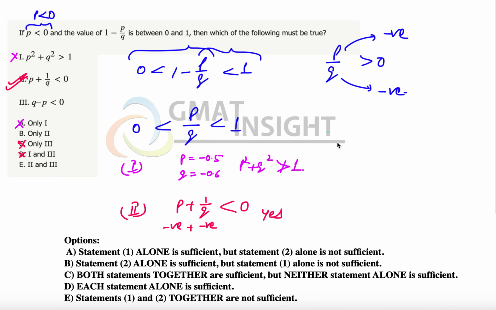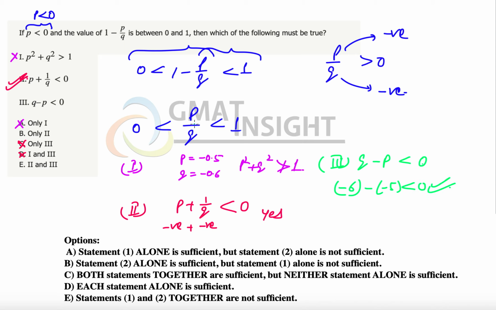Now let's quickly check the third part as well here. The third part here says q minus p is less than 0. Now we can choose a few values, such as the values that we have taken here. We can choose the value of p as minus 5 and the value of q as minus 6, for instance. So minus 6 minus minus 5, is that less than 0? Yes, it is less than 0.